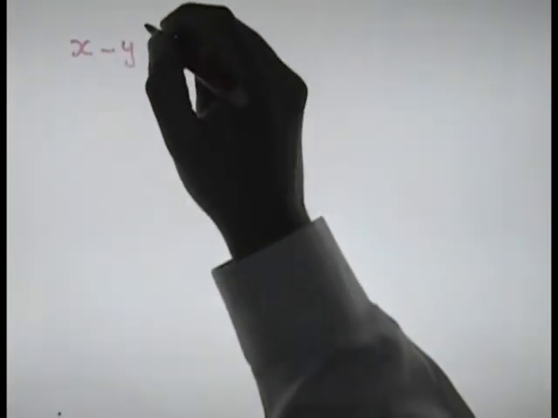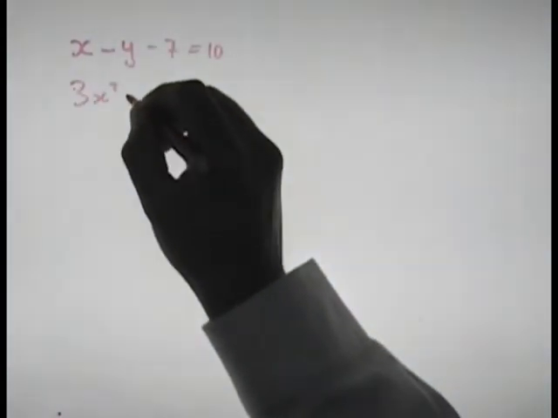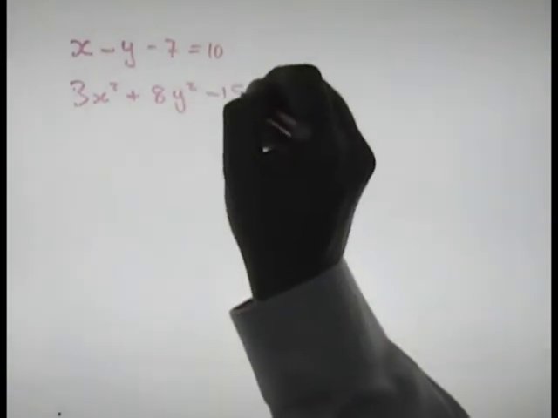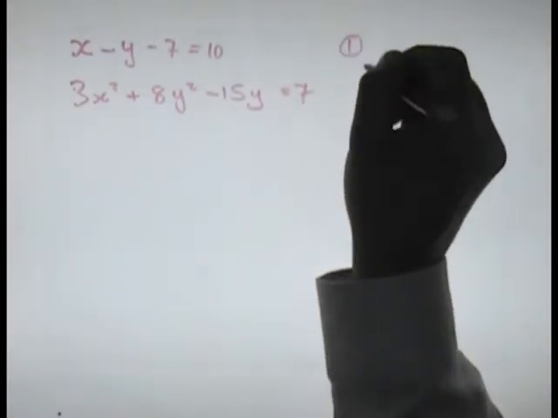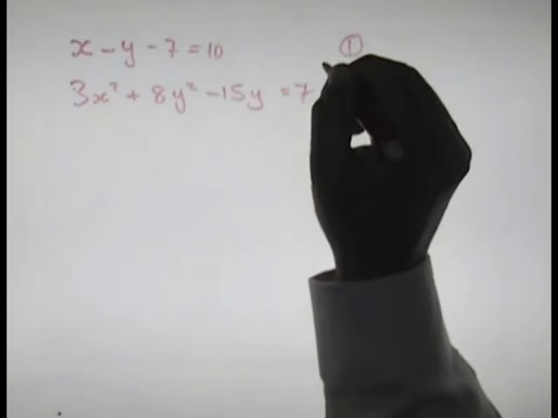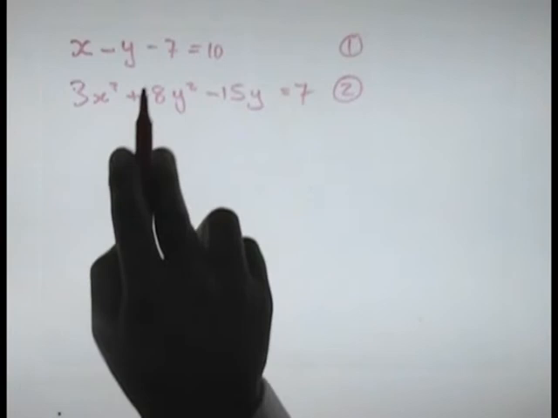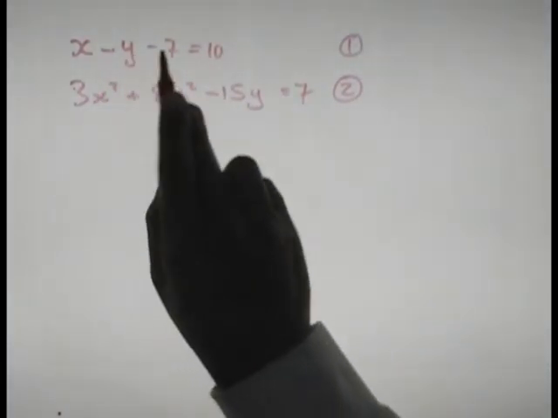The next one I gave you to do read x minus y minus 7 is equal to 10, and 3x squared plus 8y squared minus 15y is equal to 7. This being equation 1 and that's equation 2. Again, I'm going to start with my simpler equation and get it in the form x is equal to or y is equal to.